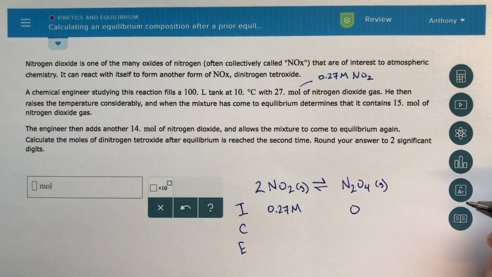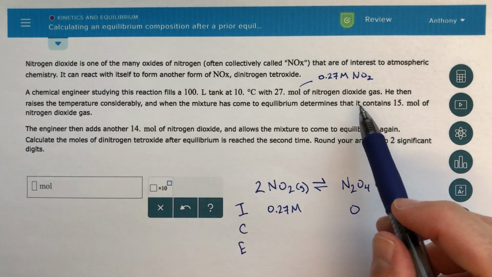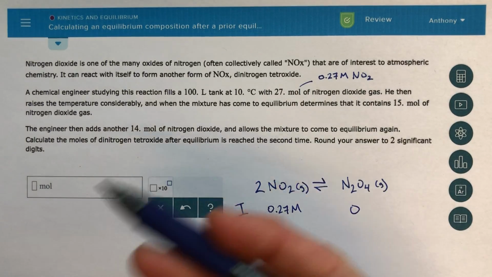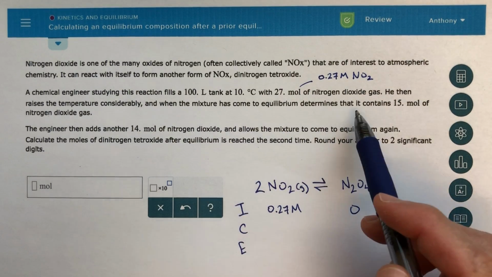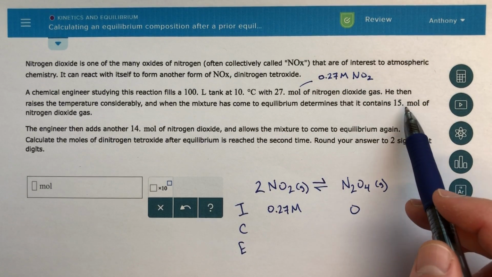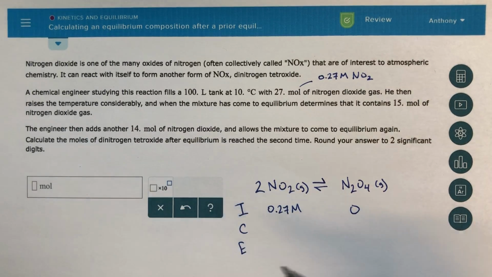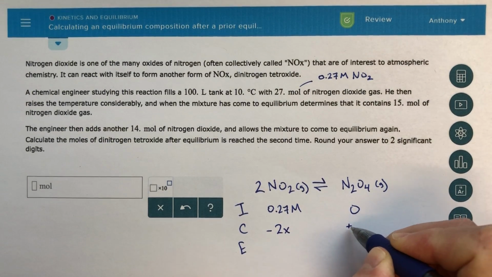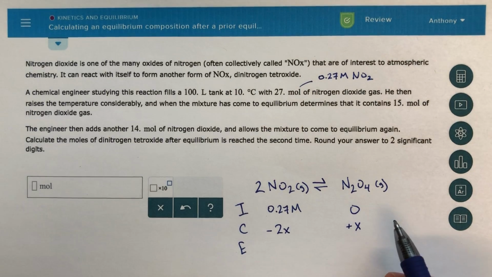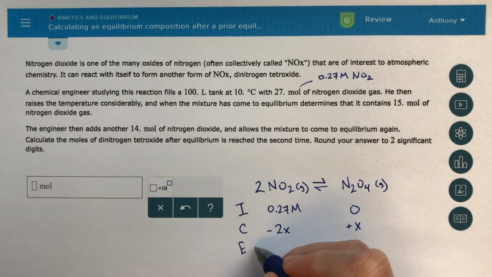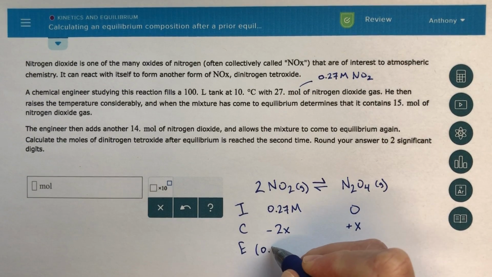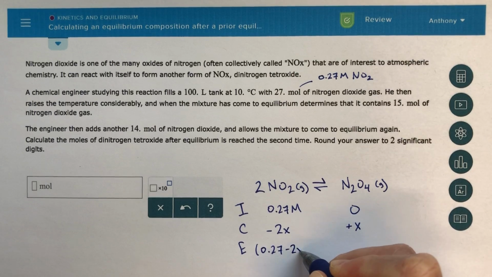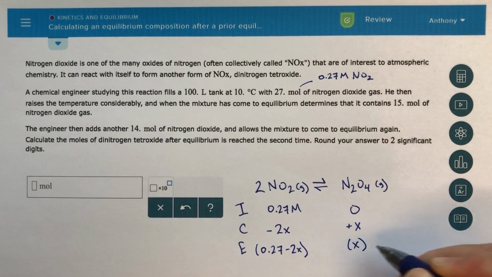And we have 0 dinitrogen tetroxide. So we're just going to put that in, then we're going to do the reaction. When the mixture has come to equilibrium, we've got 15 moles left over of nitrogen dioxide. So my change line is going to be minus 2x, plus x. We're going to be shifting this reaction to the right to get to equilibrium. Then my equilibrium line, I can write 0.27 minus 2x, and then just x.